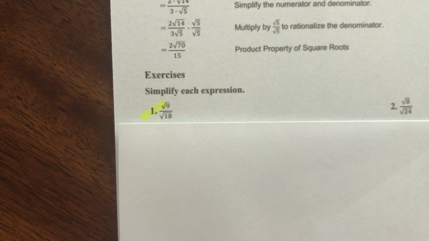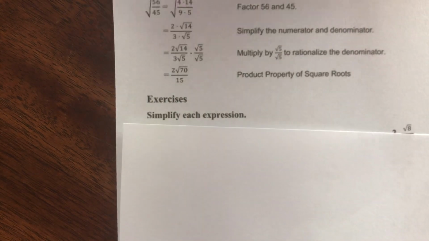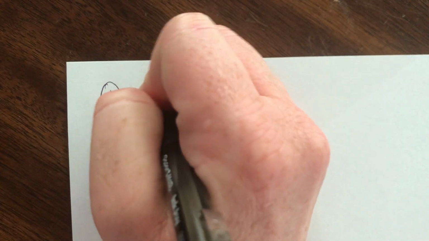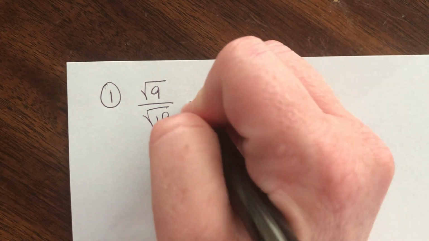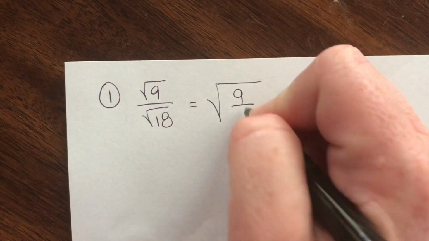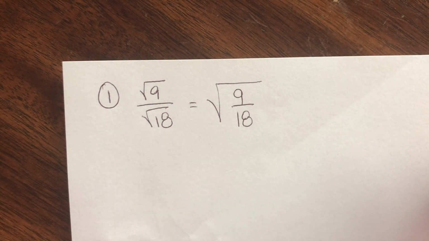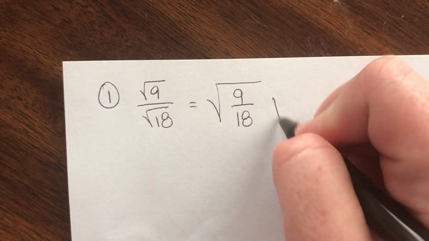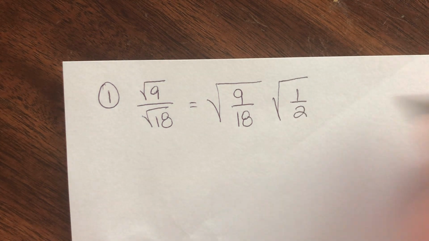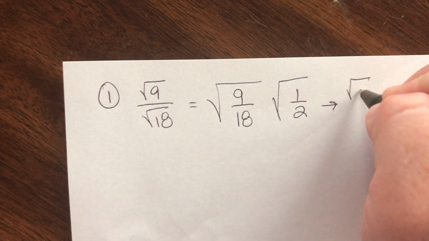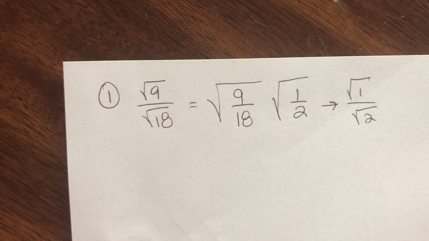Number 1, I know that it's small, so it's hard to see. Number 1 is square root of 9 over square root of 18. We can put it into one big radical sign if you wanted to, which would be 9 over 18. You don't have to do that. If we did that, we would get square root of 1/2, which we could again separate into the top and the bottom, square root of 1 over square root of 2.